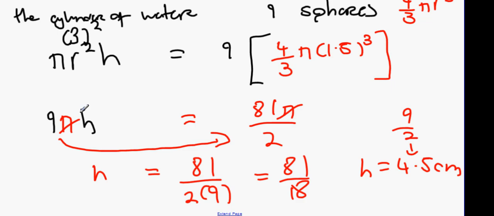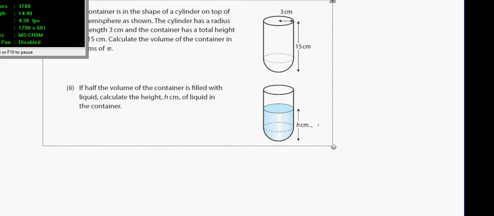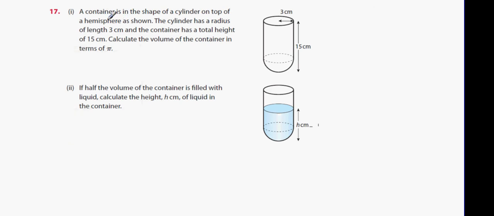What's the next one I'm doing? Now, this one here. A container is in the shape of a cylinder on top of a hemisphere as shown. The cylinder has a radius of length 3 and has a total height of 15. This means that the hemisphere also has a radius of 3. Okay? And also, this means that it goes 3 down. This 3 down takes away from the 15 to give you that the cylinder is a height of 12. Okay? Now, find the volume of the container in terms of pi.